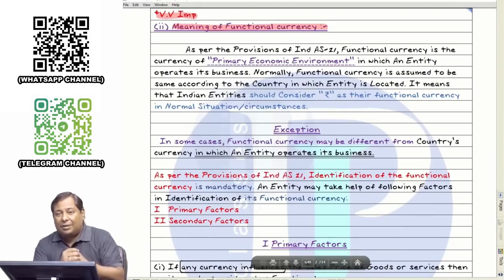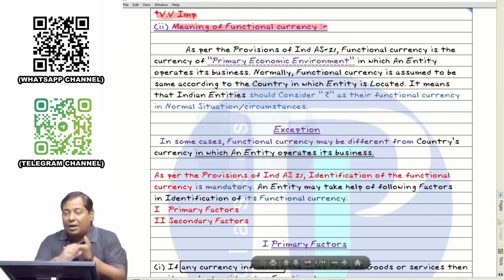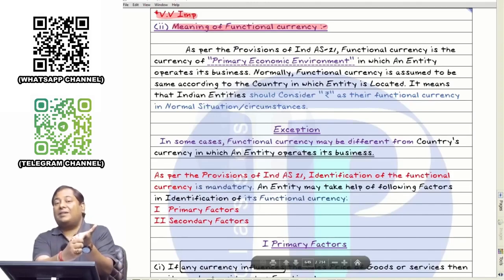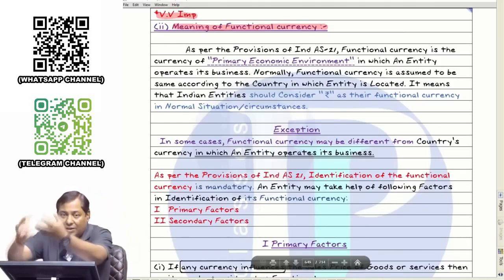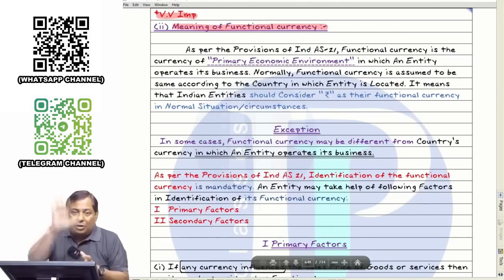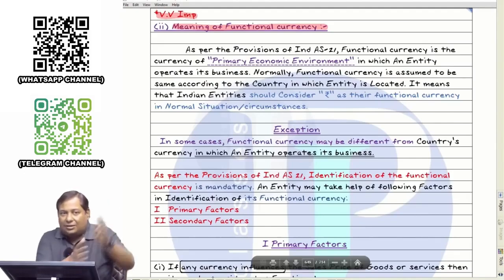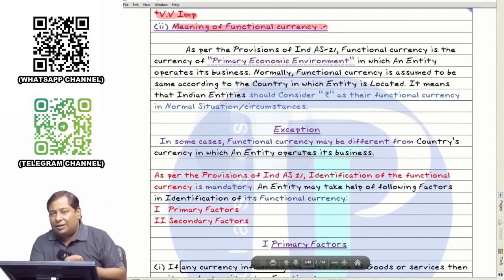These were the three primary factors I told you. Which currency influences the selling price and expenses of your business? What is your competitive force? Which currency is influencing it? And then in the secondary factors, I told you with which currency you are raising your finance, loan or capital. And the fifth one, I told you, when you sell goods and receive money, in which currency do you retain it? I explained these five factors to you. The currency to which these five factors point, that currency will be your functional currency.